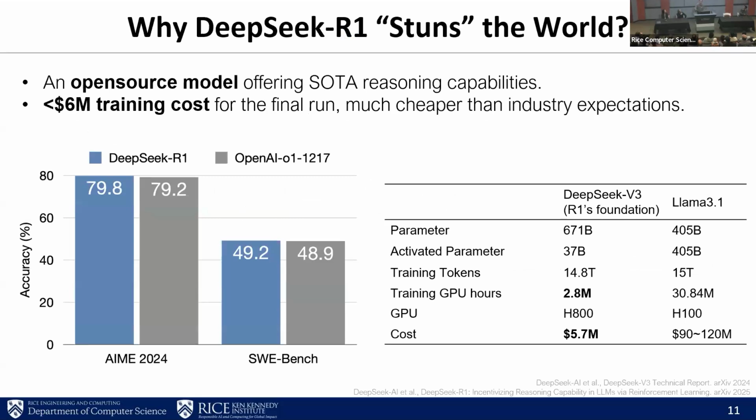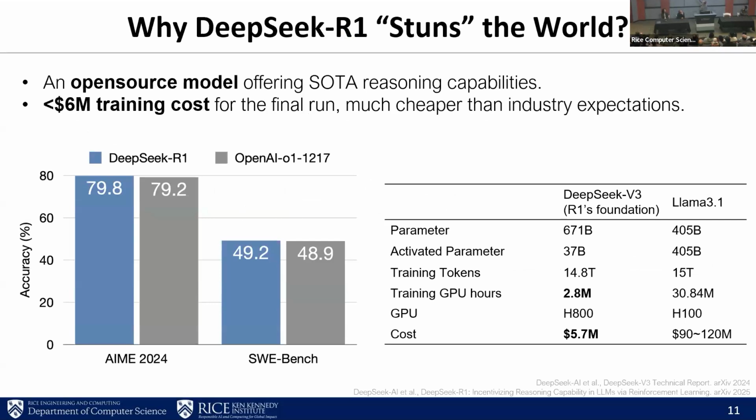And there are two main reasons I would like to conclude why DeepSeek is so popular and why it stuns the world. The first reason I would like to emphasize is this is an open source model compared to another commercial model, OpenAI O1. So we have access to all of the parameters, and we have access to many technical infrastructure behind DeepSeek. And it offers state-of-the-art reasoning capabilities. This is one of the main reasons.